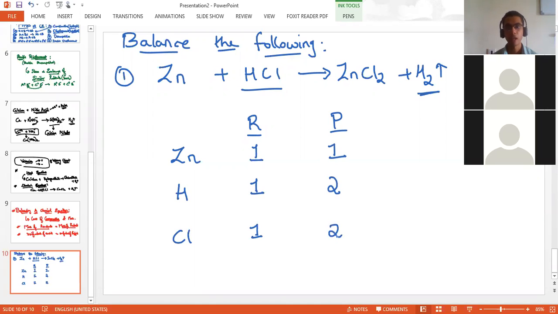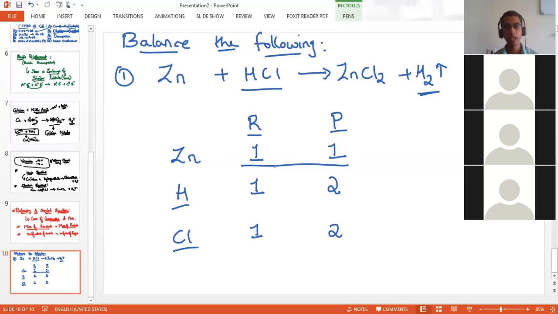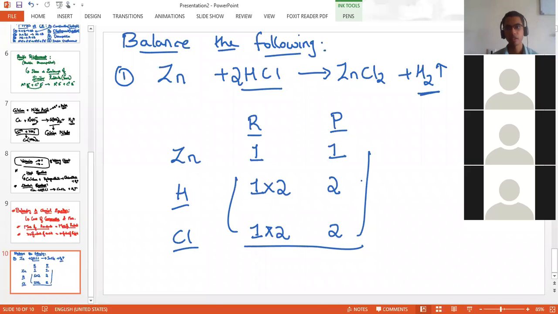Now, in order to balance this reaction, we have to make hydrogen and chlorine the same on both sides. Zinc is already balanced. So we have to multiply by 2, right? If we multiply by 2 here, then chlorine is also multiplied by 2. Now it is a balanced chemical equation, right? Yes, sir.